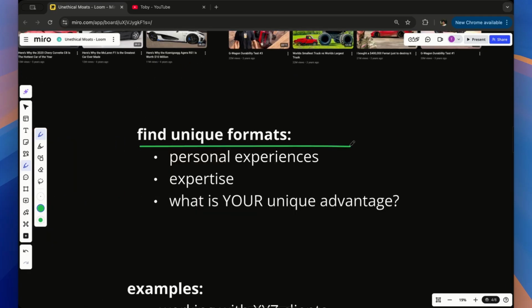Now, how do you find these unique formats? Well, there's three things I always look for here. I look for your personal experiences. What are you good at, or what's your personality, or what are your hobbies that you can intertwine with your content that makes it unique? On top of that, what are your experiences? Everyone's going to have specific experiences that no one else can replicate.